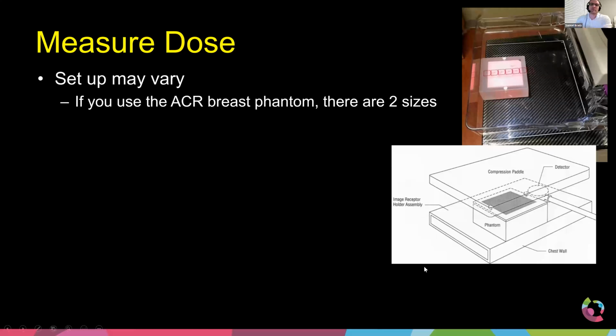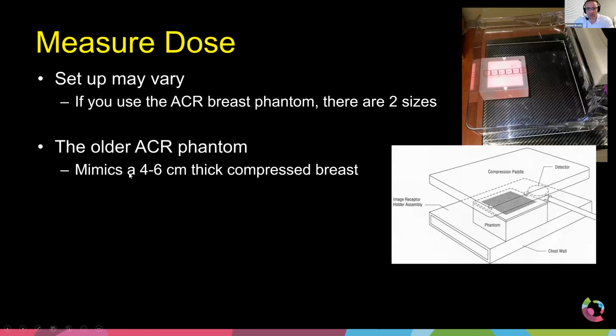Here in the U.S., we typically use what's called the ACR breast phantom. I imagine you guys probably use this too, because the IAEA has adopted the use of this breast phantom also. This breast phantom itself has image quality targets embedded in it, and so we typically image the phantom to get an estimate of the overall image quality in the system. But we use the phantom in this situation to also measure the dose to the breast. So the phantom itself mimics a 4 to 6 centimeter thick compressed breast.